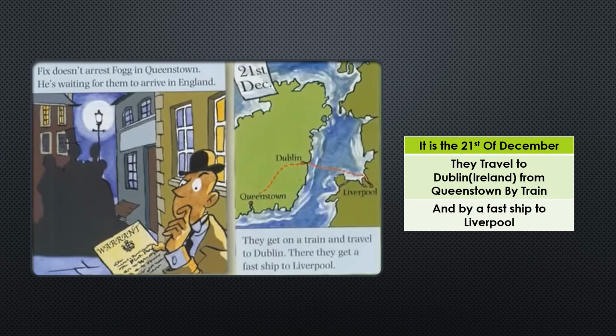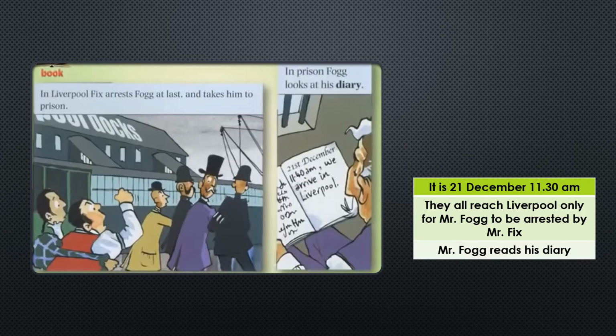Fix doesn't arrest Fogg in Queenstown. He's waiting for them to arrive in England. The date is 21st of December. They get on a train and travel to Dublin. Dublin is in Ireland. There they get a fast ship to Liverpool.